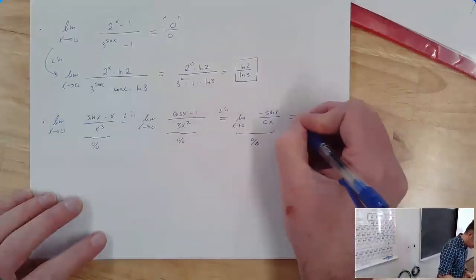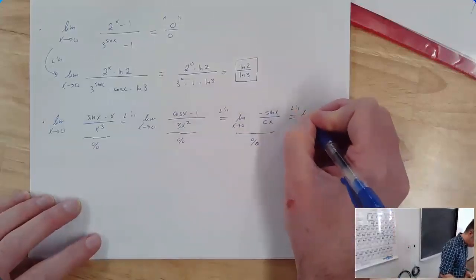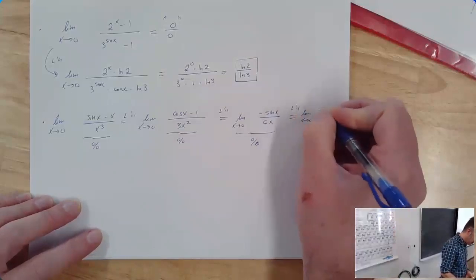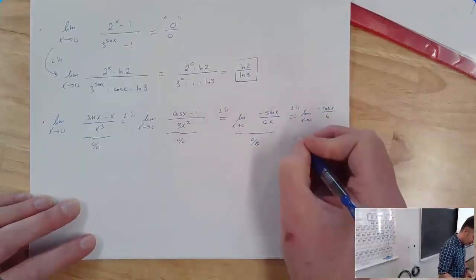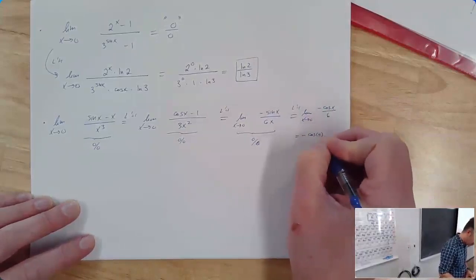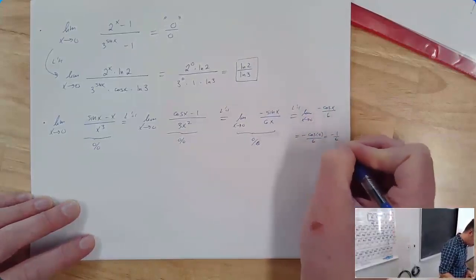So we use L'Hopital's rule again. I get the limit as x goes to 0 of negative cosine of x over 6. And now I can plug in 0 and get negative cosine of 0 over 6, which is negative 1/6.